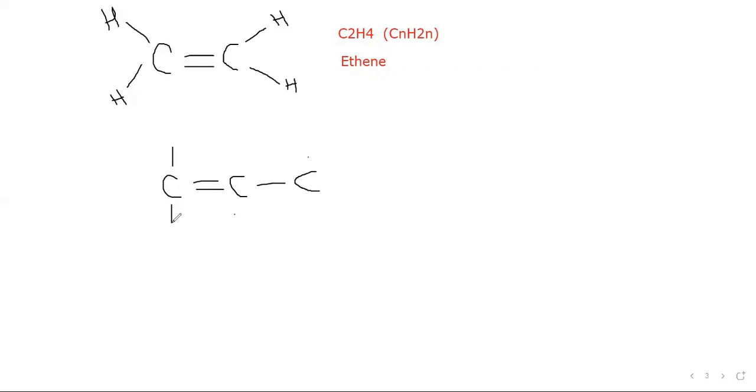And we must take care that every carbon atom must have four bonds, not more than four bonds, while making the structures. How many carbon atoms does this parent chain have? This one has 3. So what will be the prefix? Prop. Absolutely. And the suffix will be ene. It makes propene.